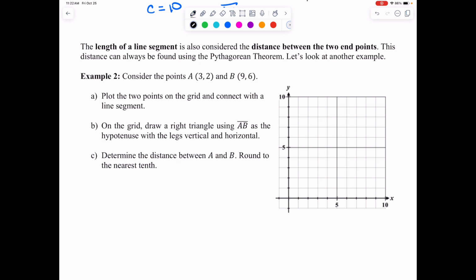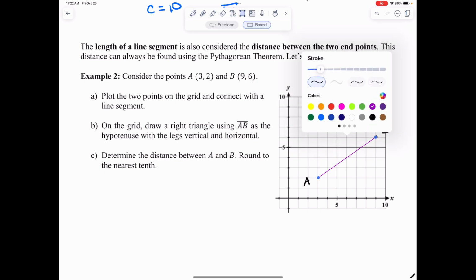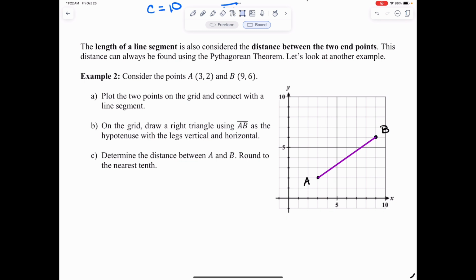So first we have A at 3, 2. We have B at 9, 6. Remember, always go over to the elevator before you go up or down. And we are going to connect these like so. That is the distance they're going to want us to find, and we cannot count it. All right, so we plotted those, and we connected with a line segment.